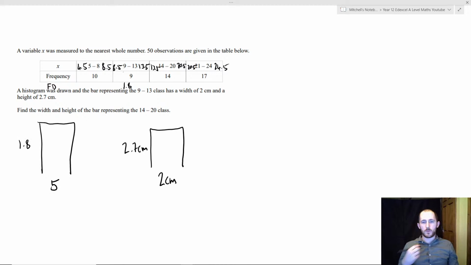Like that. So what we can do is have a look at what the scale is along the x-axis and along the y-axis. So to go from 5 to 2, all we do is we take 2/5, which is 0.4.